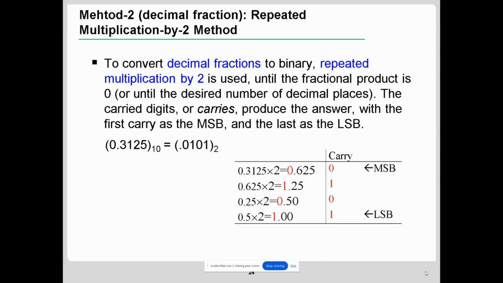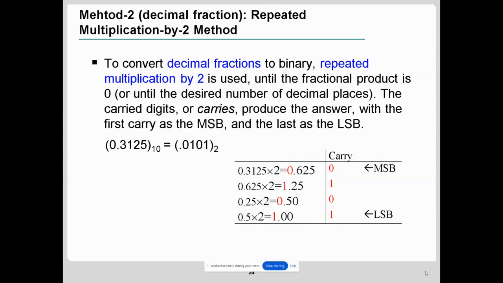Fractional part. What is the fractional part? 0.25 multiplied by 2 is what? 0.50. And then 0.50 multiplied by 2 is what? 1. So what is the coding? And you go from here to here. This is the MSB and this is the LSB. Can you see the red? 0, 1, 0. This is the way you convert it. Got it?